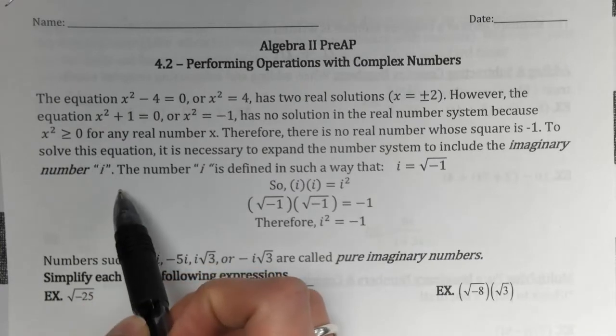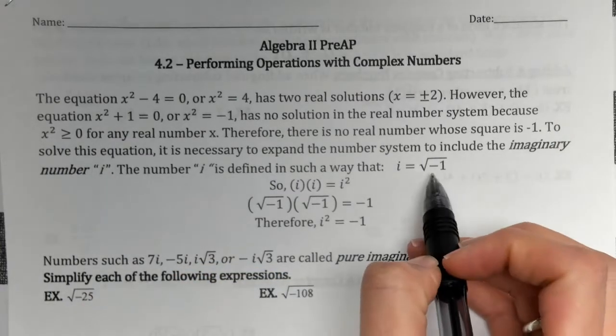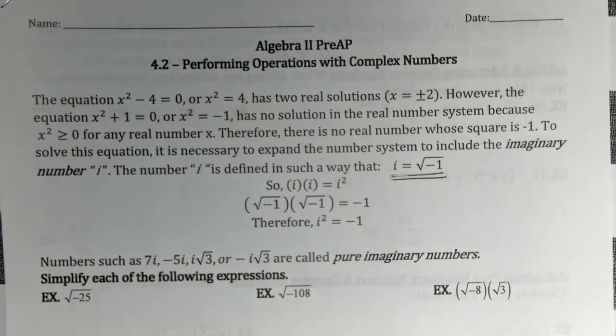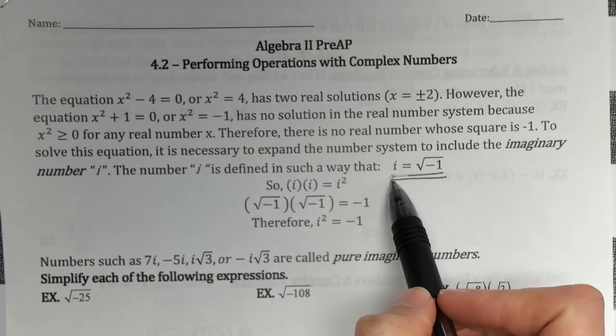Because the square root of negative 1, y'all need to memorize, is just i, okay? There's a whole subset of numbers that we call the imaginary, which is just when you take the square root of a negative, you get an i, okay?